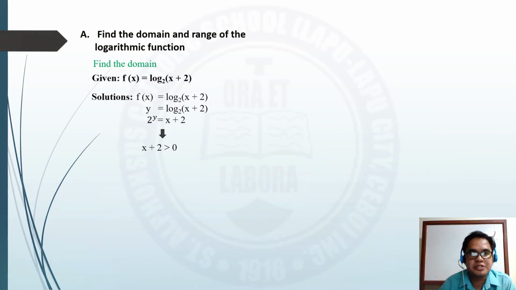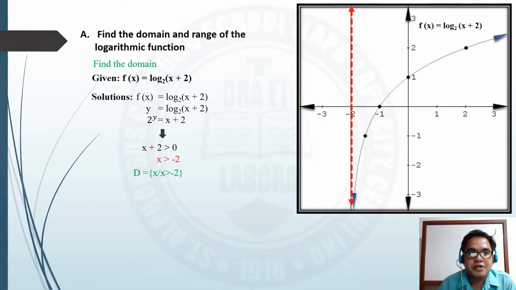Please take note to always use the inequality symbol greater than, as you will get the domain of the logarithmic function. Next, solve for x, and x is greater than negative 2. Therefore, the domain is the set of all x values such that x is greater than negative 2. So, the graph at the right uses x is greater than negative 2.